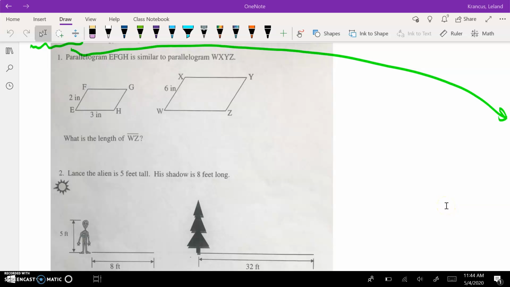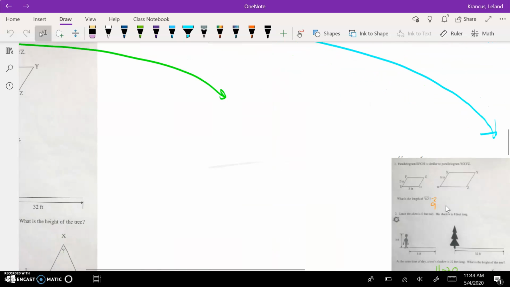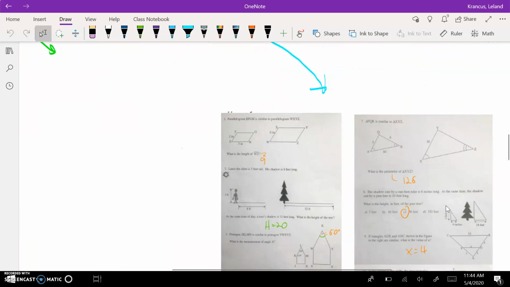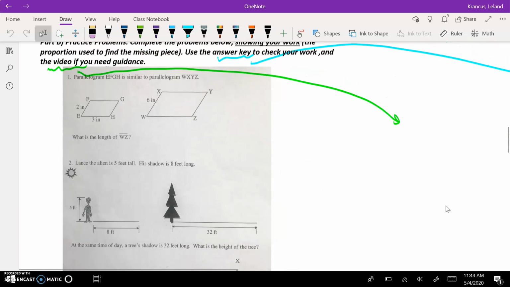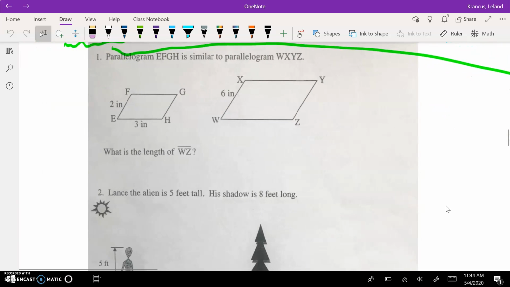So make sure you're checking your work using the answer key as you go. Don't get all the way to the end of the worksheet and then realize maybe you're making some mistake. Check each problem as you go using the answer key, which is right over to the right of the worksheet. But I did want to talk about a few of the common mistakes and a few good strategies as you're working with these.